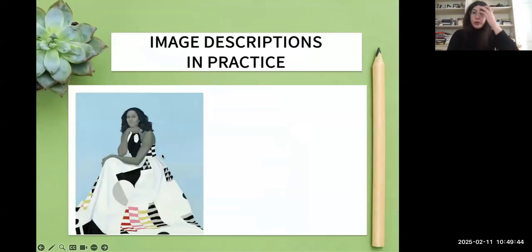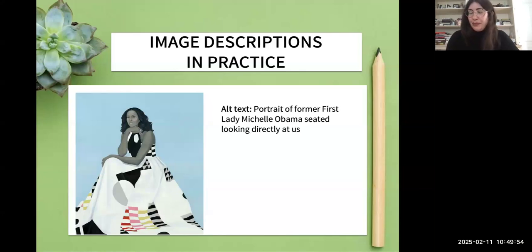And so this is, again, from Cooper-Hewitt. I want to show you how they put this into practice. I don't know if anyone recognizes this as a portrait of Michelle Obama. Here's an example of alt text to describe this portrait: Portrait of former First Lady Michelle Obama seated looking directly at us. As you can see, it's very short and sweet. It's not giving you every single detail or description in this portrait. It is the essential information.